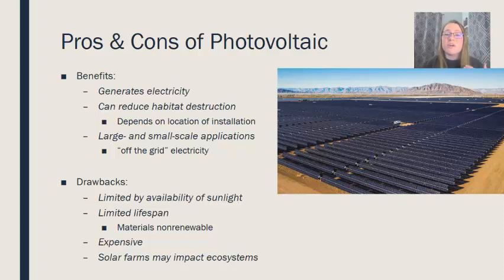Additionally, solar panels are expensive to install. However, they have relatively minimal maintenance costs. And again, these solar farms are huge, and that impacts a large ecosystem as a whole. Again, I also want to emphasize the availability of sunlight on this.